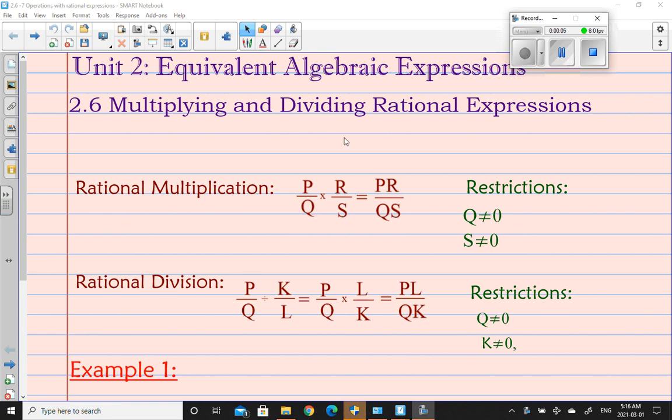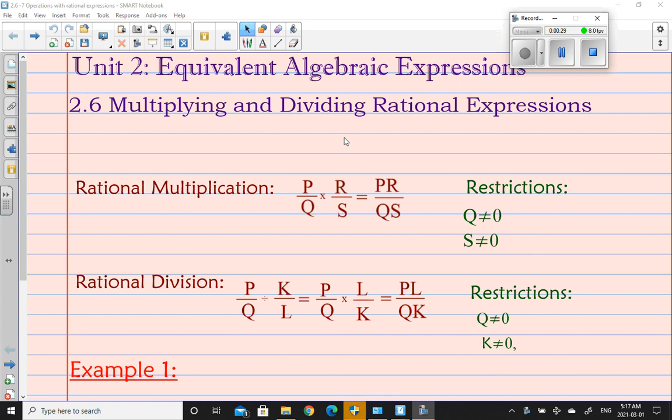Lesson 2.6 is on multiplying and dividing rational expressions, and 2.7 is on adding and subtracting rational expressions. Now, we've already covered multiplying and dividing in the last lesson, but I'll be going over it again, and then we'll be moving on to 2.7 also here. So just a quick review.